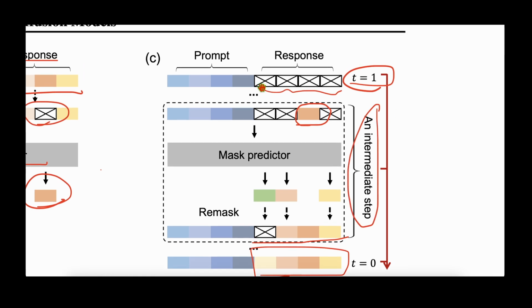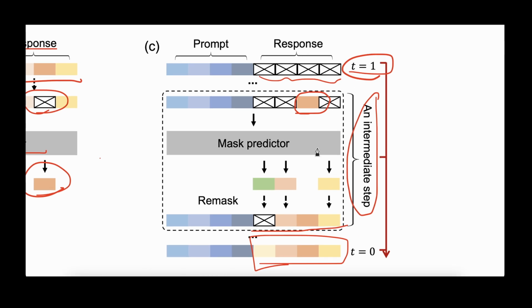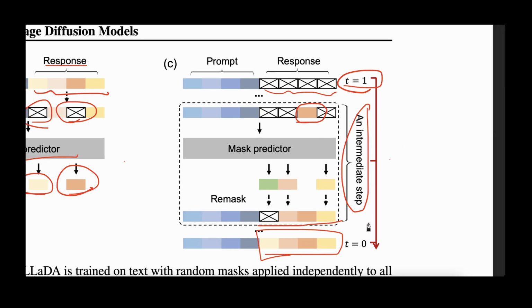For example, here we have 4 masked tokens. So if t equal to 2, then in this step, it will predict 2 of the values. And in the next step, it will predict all of the masked values. If we take t equal to 4, then in each of the time steps, it will only predict one of the masked values. Thus, the intermediate steps become one of the hyperparameters.